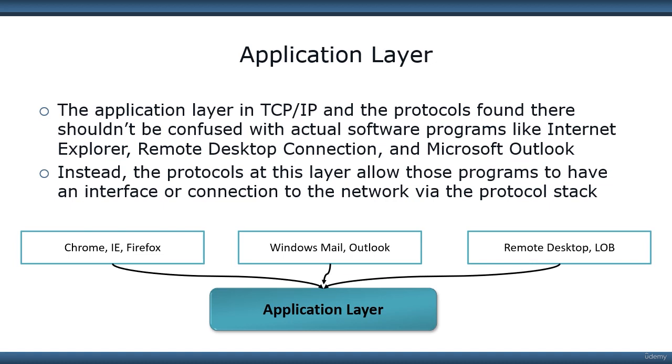The application layer in TCP/IP and the protocols that are there shouldn't be confused with actual software programs. Okay, so like Internet Explorer, Google Chrome, Microsoft Outlook, remote desktop connection, etc. Fill in the blank with whatever you want. That's not application layer stuff. Do those programs interface with the network? Yeah, they do, because those programs utilize an application layer protocol that exists in the application layer. Okay, so you can see the graphic there. They're all utilizing it, but they're just using it to interact with the network.